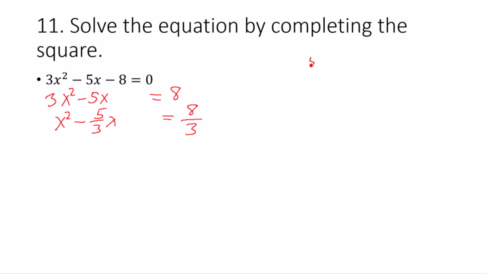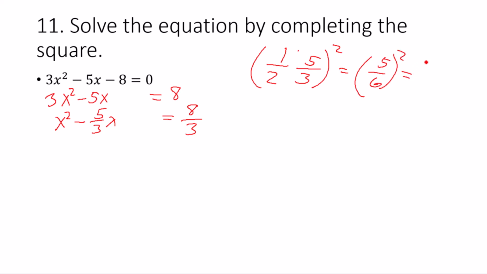Next, we need to find out what completes the square. So we'll take that 5/3. Remember, we're going to do two things. First, we're going to multiply it by 1/2, and we'll square the answer. On the inside, we'll have 5/6, and we're going to square it to get what we need to complete the square, which will be 25/36. So let's take that 25/36 and put it in the blank here.